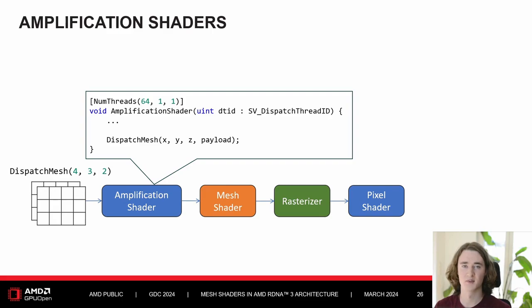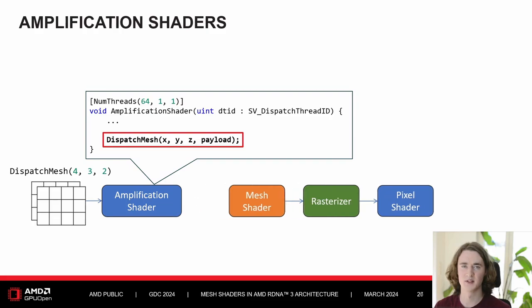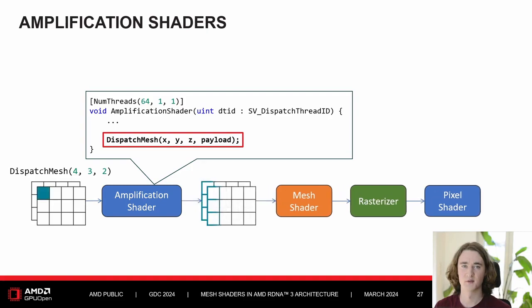To do this, the amplification shader has access to the same dispatch mesh command that we used on the CPU to launch mesh shader work, but in this case on the GPU. This means that every amplification shader thread group can launch an entirely new 3-dimensional dispatch grid of mesh shaders. In addition, that thread group can pass a payload along to all subsequently launched mesh shaders. You can think of this payload as updating constants in your root signature in between dispatch mesh calls on the CPU. But now everything is happening on the GPU.